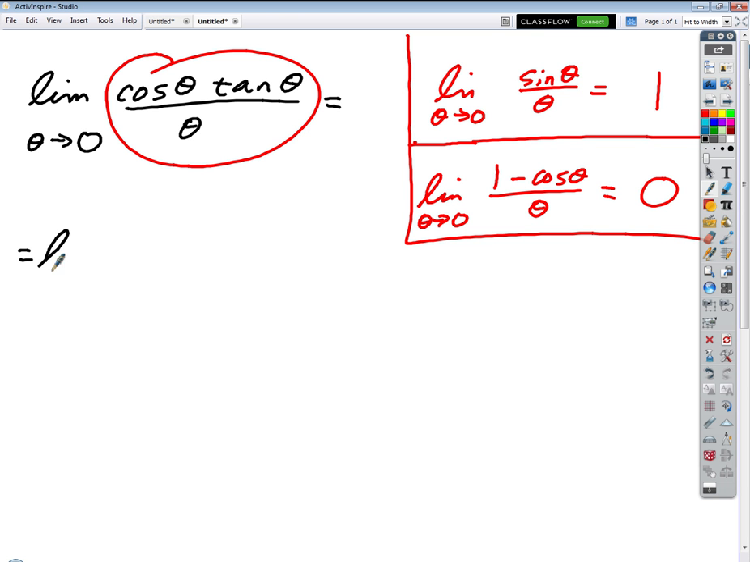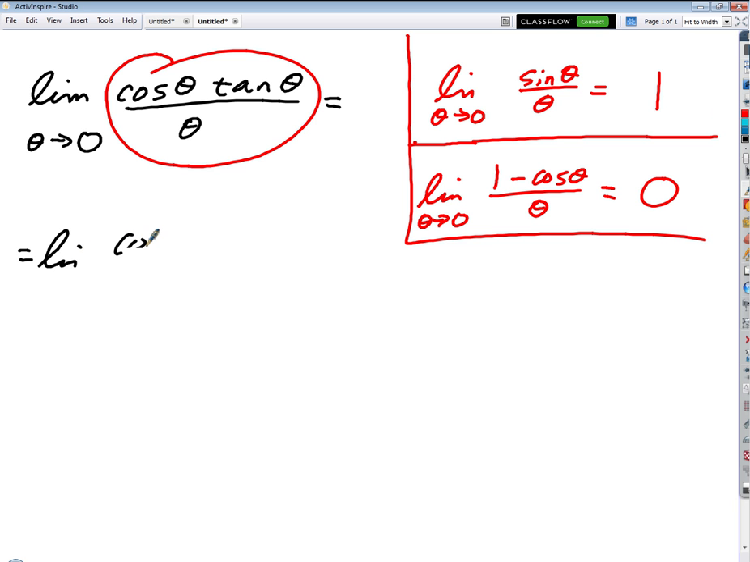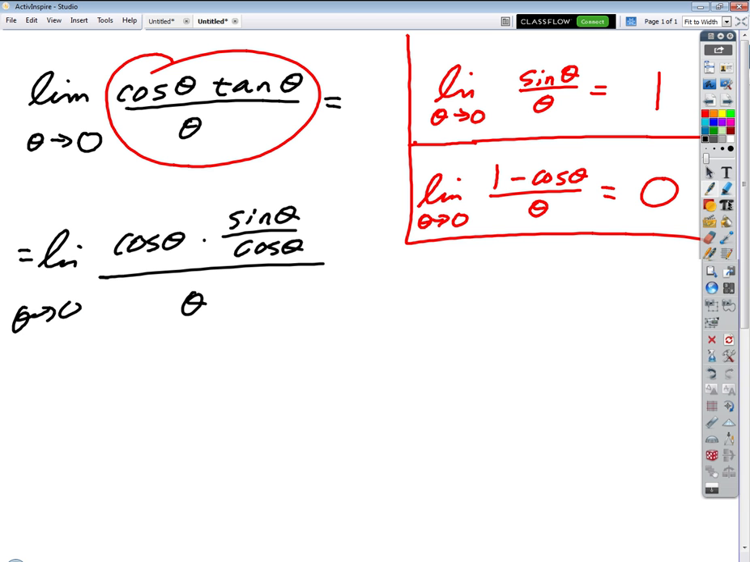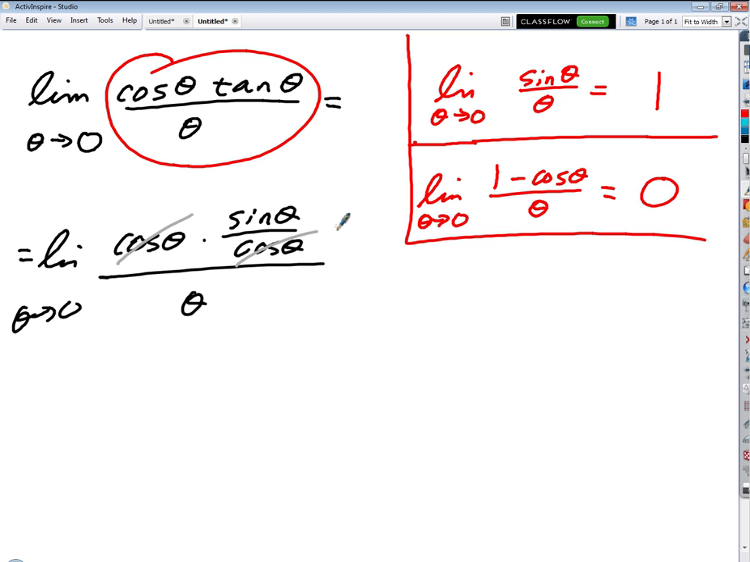So this just becomes the limit of cosine theta times sine theta over cosine theta, all over theta. And look at the cancellation, right? The cosines cancel vertically to 1. And now I can evaluate my limit, because what I'm left with is just this guy, right? So the answer is 1. Okay, good?